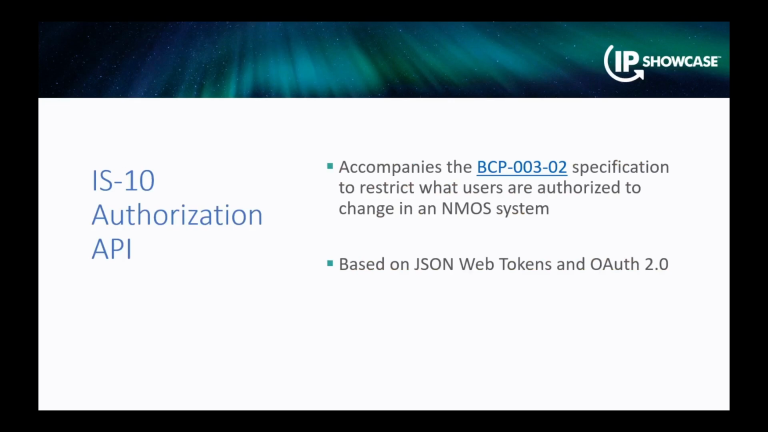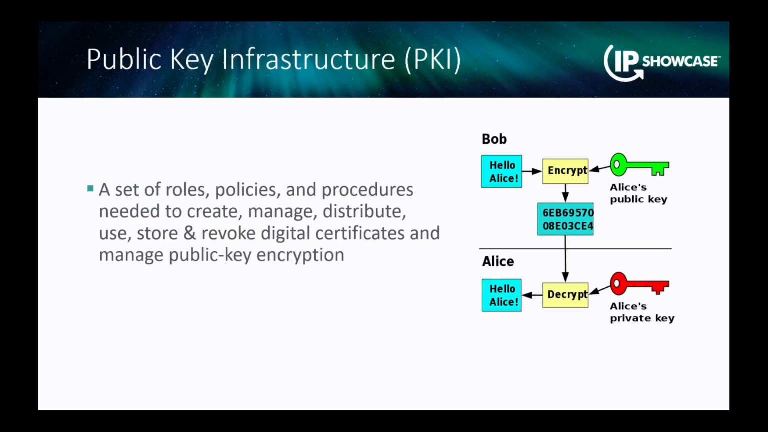Okay, and then we have IS-10, which kind of ties this all together with this authorization built around some industry standard techniques like JSON Web Tokens and this OAuth authentication system. So let me just step back a little bit and talk about the underlying structure of how this all is protected. This is a system called PKI, Public Key Infrastructure, and the way PKI works is you've got a way where you can provide these keys, public keys and private keys to protect data, and this is the way web traffic is protected, and this is the way secure NMOS is protected.